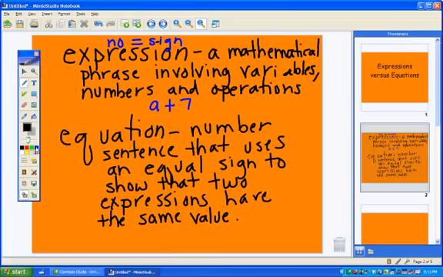So an example we could use for an equation would be a plus 7, which maybe we're talking about how many apples are in a basket. If we added 7 to that basket, now we want to know the total of the basket. So this expression is going to be equal to this expression when I get done with whatever operation it tells me to do. So an equation has an equal sign, an expression does not have an equal sign.